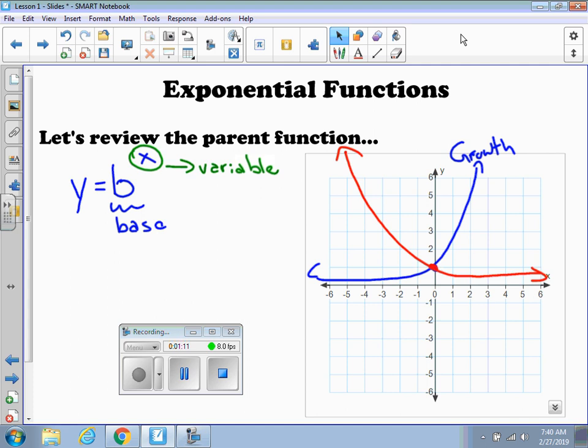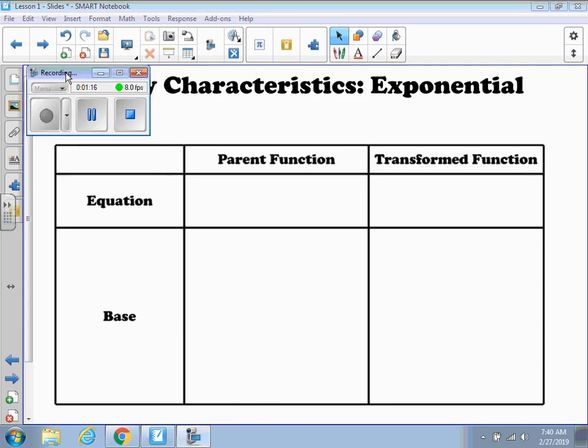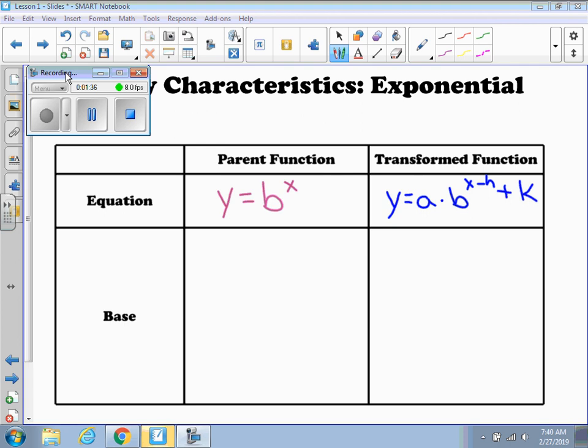Okay, so now let's look at a chart with some different information, and we're going to compare our parent versus our transform function. So again, our equation for our parent function is y equals b to the x power. For our transform function, it's y equals a times b to the x minus h plus k.